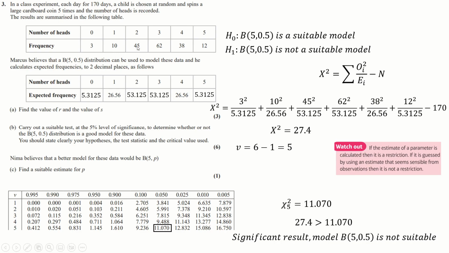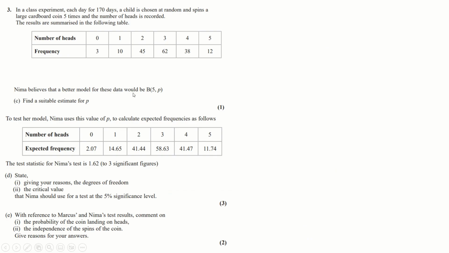We can kind of tell that, right? Because all these numbers are skewed towards this end. It's probably not a half. It's probably bigger than that. Nima believes that it is bigger than that. She believes it would be better if she used a different value of p.